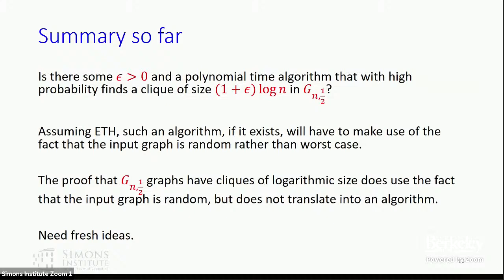We tried to use the fact that the input graph is random by inspecting the proof of how we know that random graphs have large cliques, or not so large, of size order log n. But this argument also does not translate into any useful algorithm. So we need some fresh ideas here. Any questions so far? Okay.